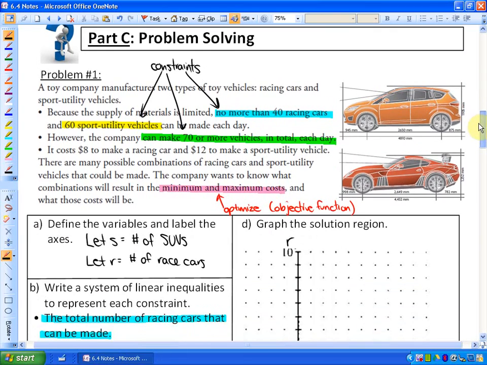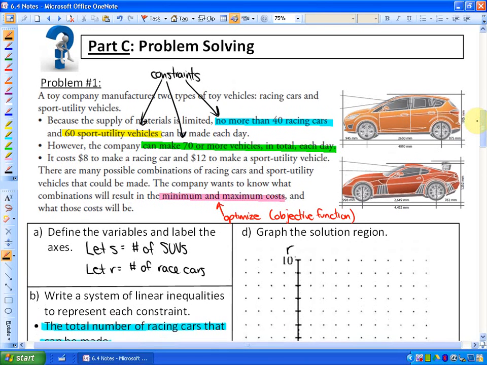At some point, if you want to pause this video and try some things on your own, that may be useful for you. So here's the problem that we're going to look at right now. A toy company manufactures two types of toy vehicles, racing cars and sport utility vehicles. So before I move on, part A here just says define the variables and label the axes. I'm going to let S be the number of SUVs and R be the number of race cars. Those are the two things, or the combinations of things that can be made by the toy company.